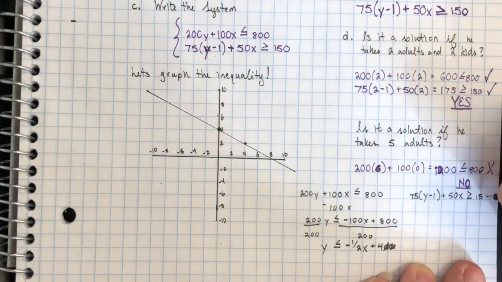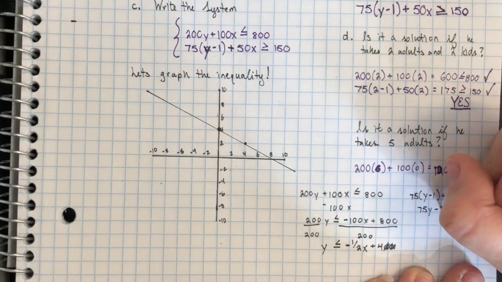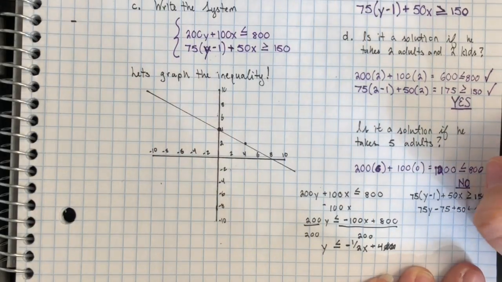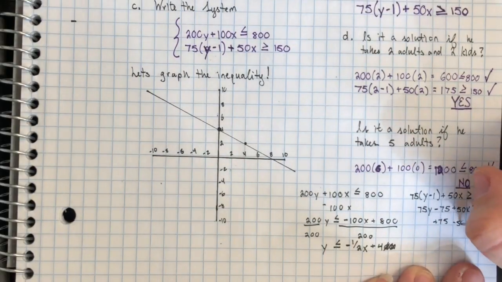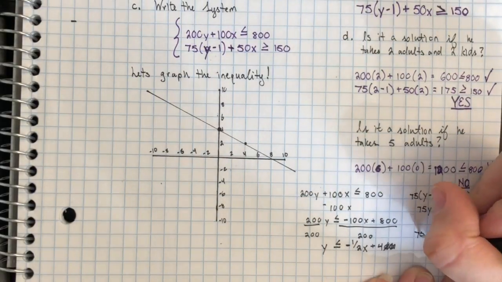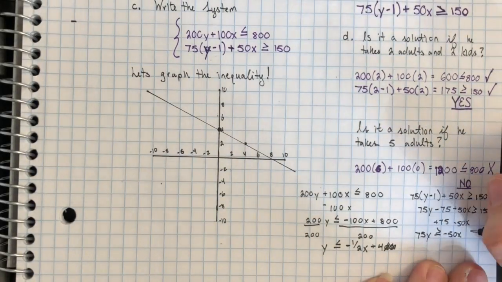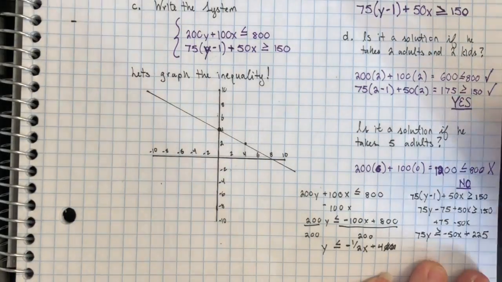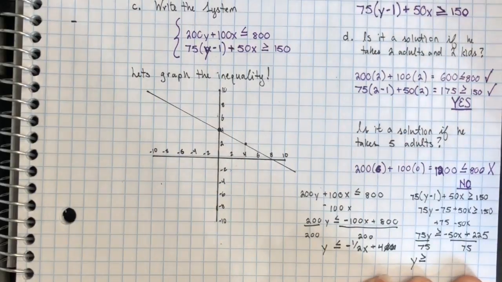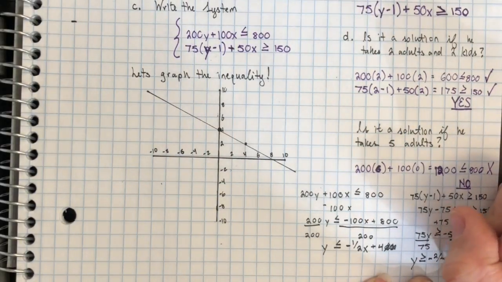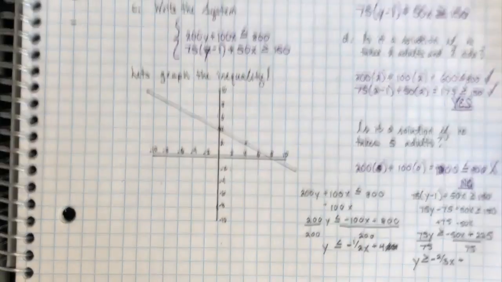I'm going to do the same thing with my second equation. I'm going to distribute that 75. And then I'm going to move the constant 75 and the x variable to the right-hand side of the equation. And then I'll divide by 75 as a coefficient to y. And I get y is greater than or equal to negative 2/3 x plus 3. And I can graph that line.